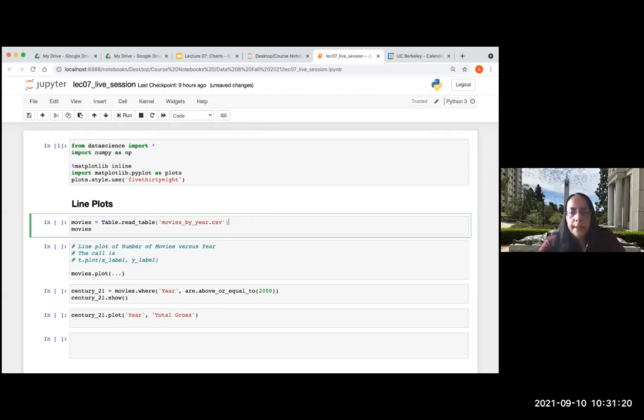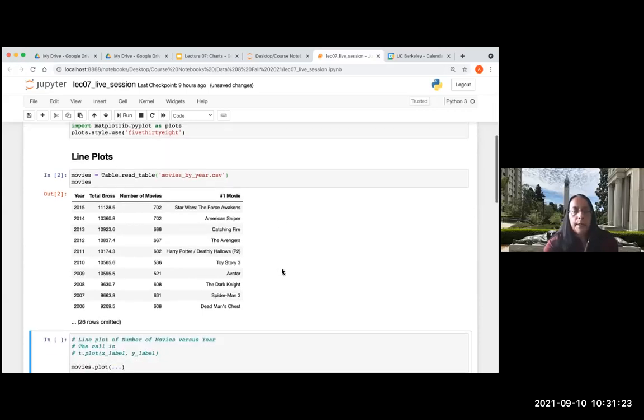So here is a table that shows, by year up to 2015, and I know we should update this data set, the number of movies that were released that year in the United States, the total gross dollar amount in millions, and the number one movie, that is the one that had the largest gross amount. So that's a table, and it has 36 years represented.